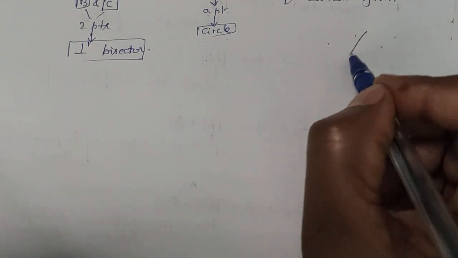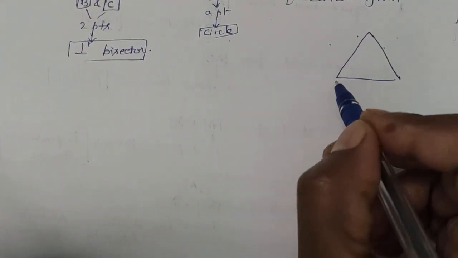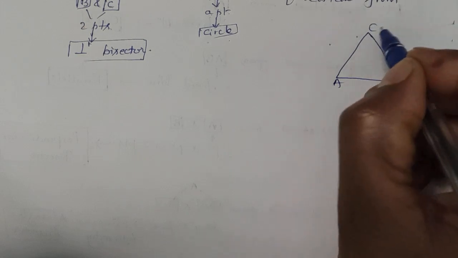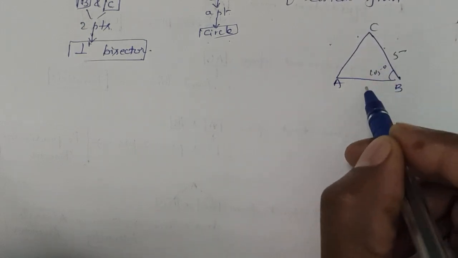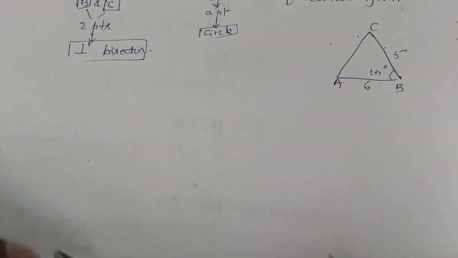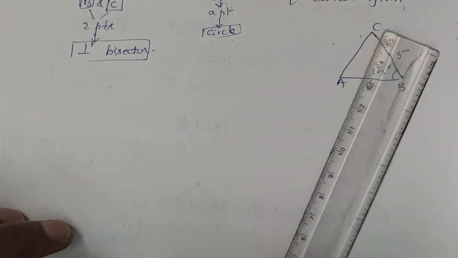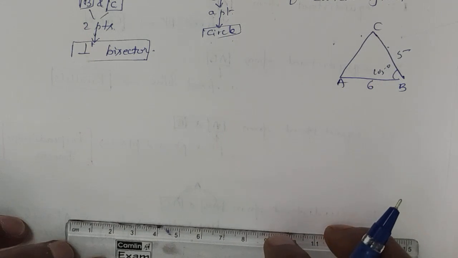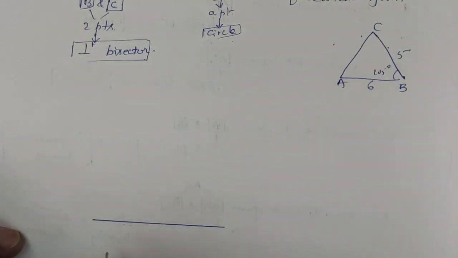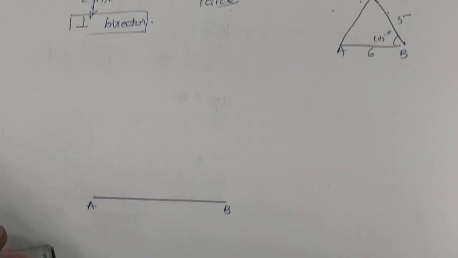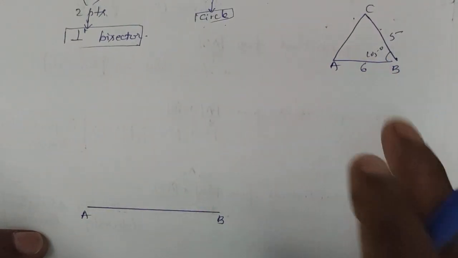First, the rough diagram. In diagram ABC, angle B is 105 degrees, BC is 5 and AB is 6. First go to AB, 6 centimeters. They told us AB is 6 centimeters, so AB of 6 centimeters is drawn. That is finished. Next, angle B of 105 degrees.